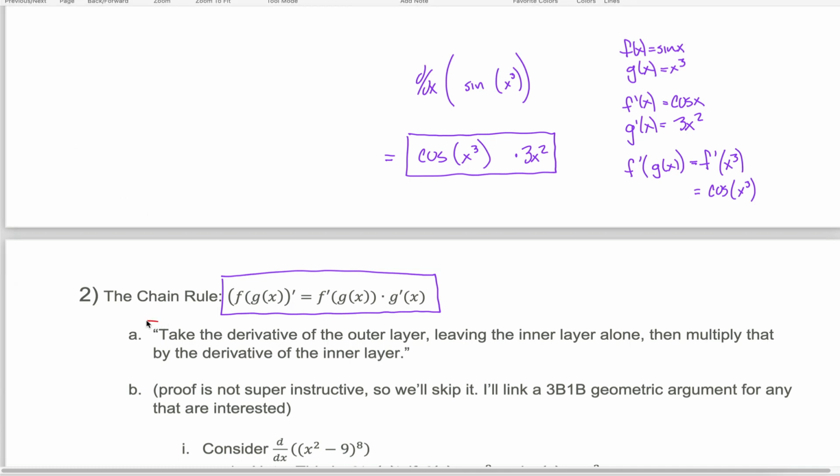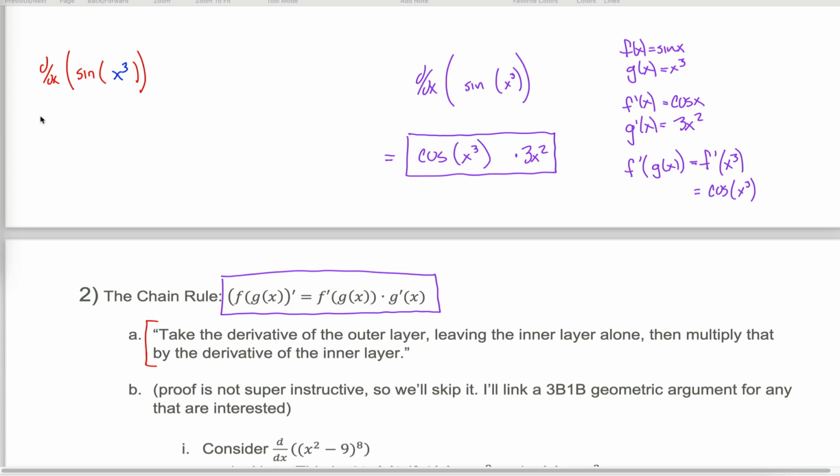This is a phrase that'll make the chain rule a lot easier for you. Let me show you how that works with this exact same example. If I were again trying to take the derivative of the sine of x cubed, and I was good enough with function composition that I could look at this problem and kind of see these colors in my mind, see the outer layer and the inner layer in red and blue respectively.